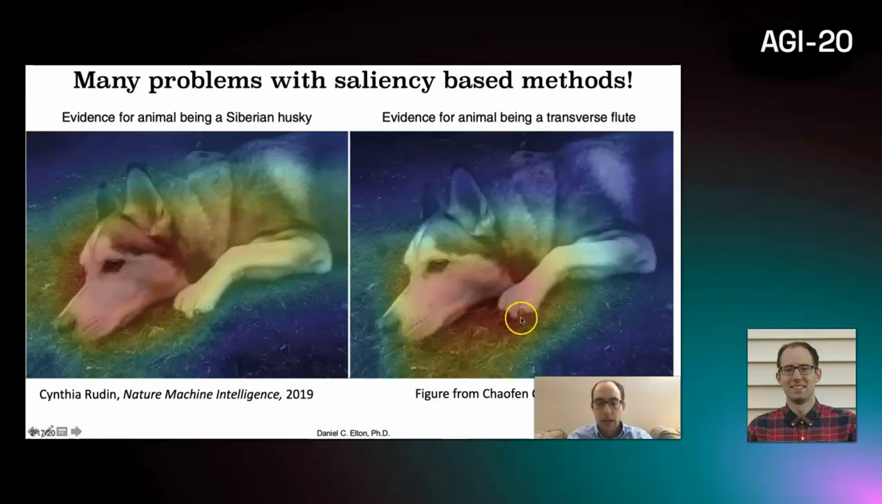But we can also look at the evidence that this image is a transverse flute, and we see it's in a similar region. So just on the basis of these maps, we can't really tell what specific features here are leading the network to, at the end of the day, classify this as a Siberian husky rather than a transverse flute. So these saliency methods can be rather deceptive, and they often don't provide as much information as we think.